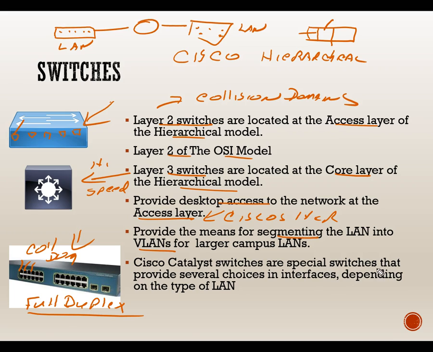Cisco's Catalyst switches, special switches that provide several choices of interfaces depending on the type of LAN, and interfaces, RJ45 or fiber, is typically what we're going to be talking about for those.